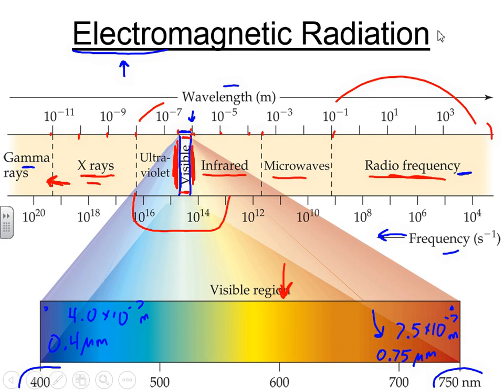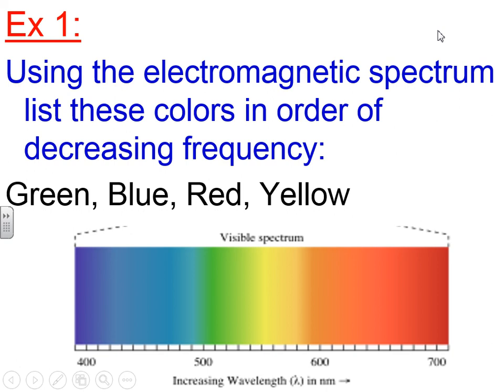Okay, so quick little question to see if you understand how to read the electromagnetic spectrum. Here it says, using the electromagnetic spectrum, list these colors in order of decreasing frequency. Now, these numbers here are wavelengths. This is 400 and this is 700. So if wavelength is increasing this way and frequency is inversely related, that means frequency is decreasing the same way. So we can say this is decreasing frequency, because it's increasing wavelength, as we see.